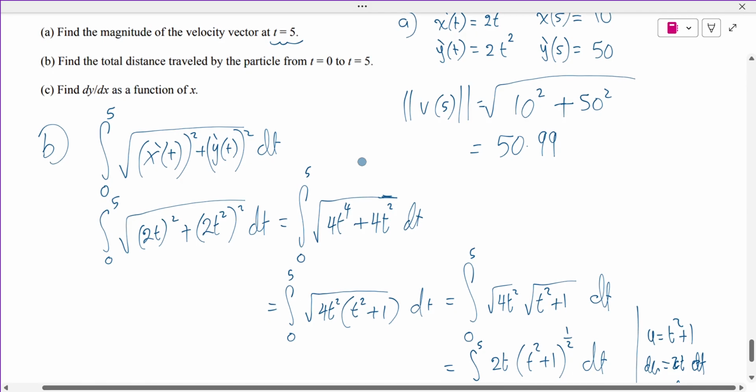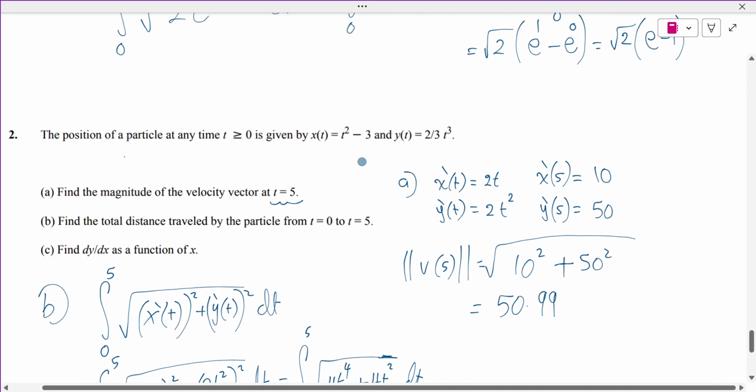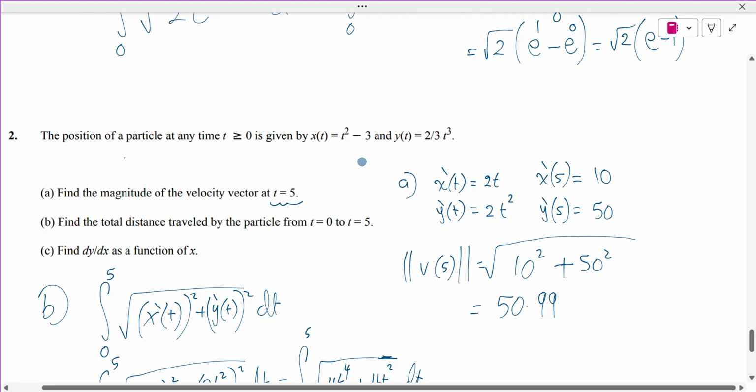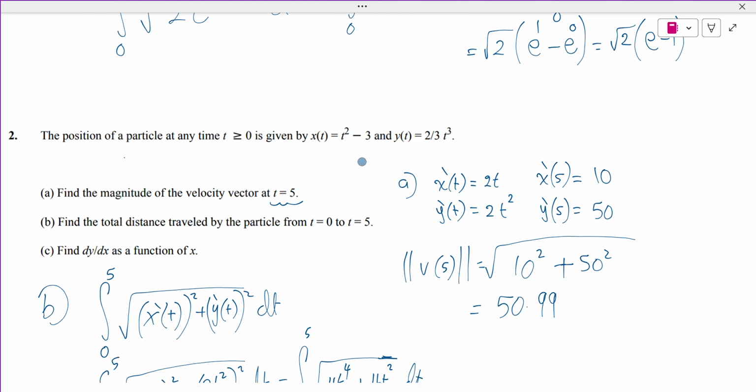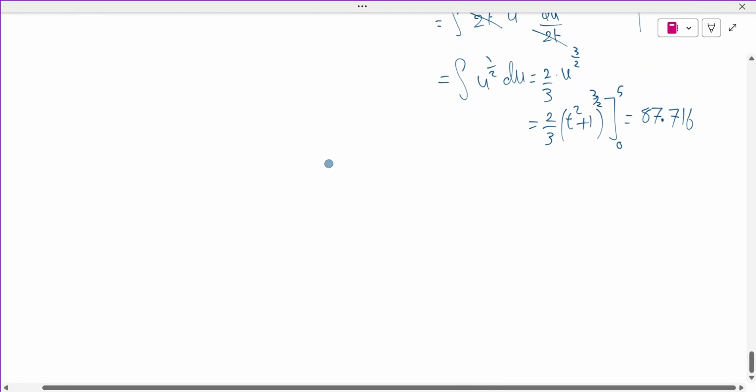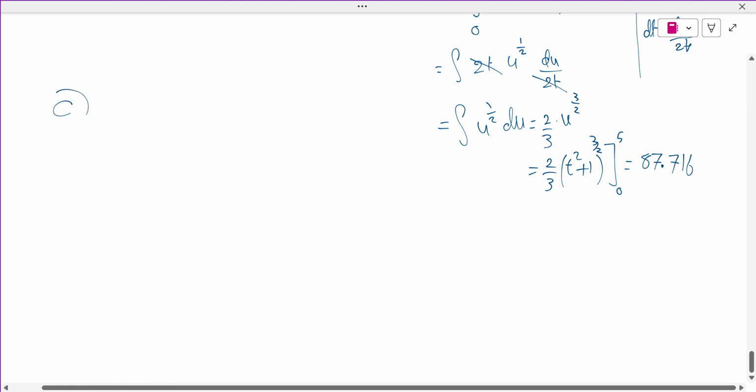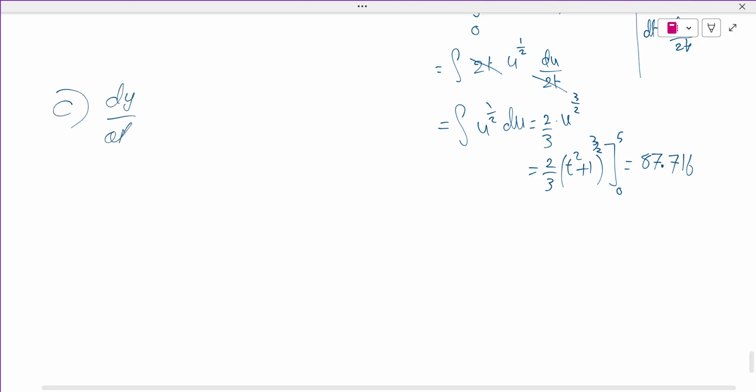Okay, so we are at part C. It says find dy over dx as a function of x. And if you notice that x and y are given as a function of what? As a function of t. So what we can do here, we can isolate t in the first equation and plug it in the second one. So we need to find dy over dx, right?